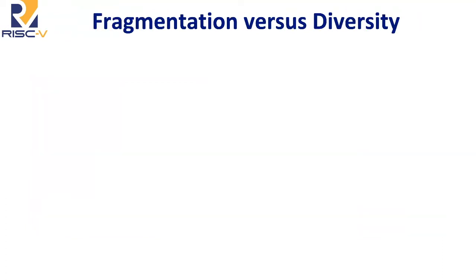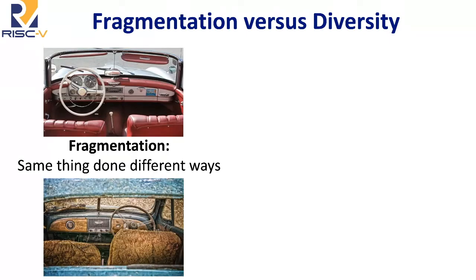People worry about, is RISC-V going to fragment? Are there going to be 100 different RISC-Vs? I think it's important to distinguish what I call fragmentation from diversity. Fragmentation is when you do the same thing two different ways, and that is bad. Humanity has managed to have two different ways of putting the steering wheel in cars. You have left-hand drive and right-hand drive. That's fragmentation, and that's a pretty bad thing. It means we have twice as many kinds of cars to worry about.